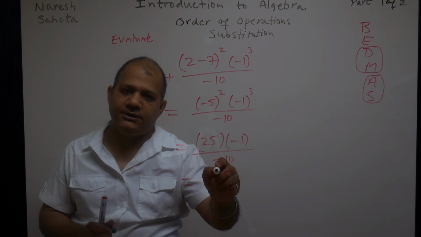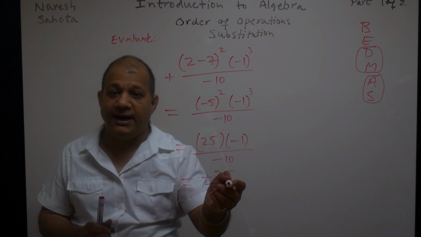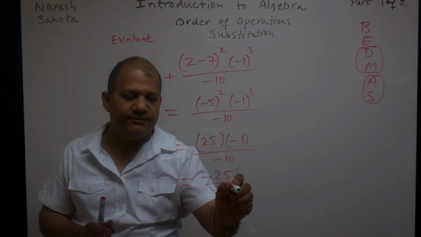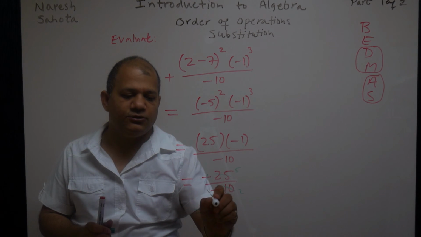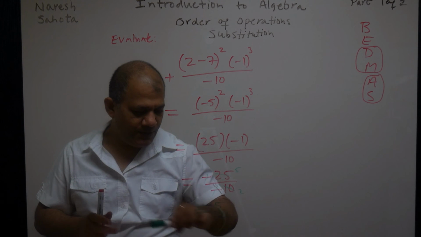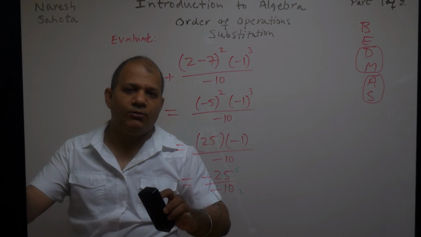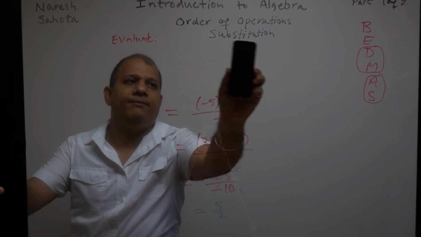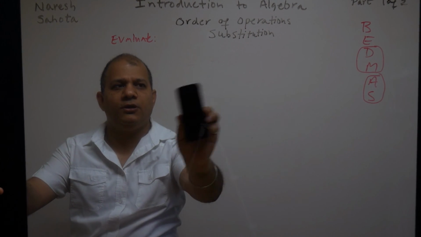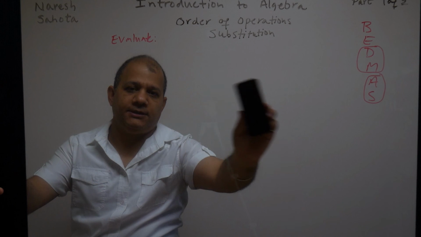And now I can reduce this, 25 over 10, so 5 goes into both. 5 goes into 25 5 times, and 5 goes into 10 2 times. So the answer is 5 over 2, positive 5 over 2. Okay, so I'll do one more example and then I will wrap up this session. And then in the second video, we will do a lot of questions on substitution.